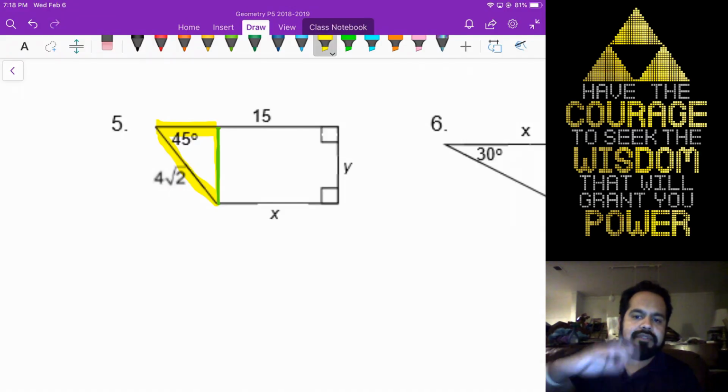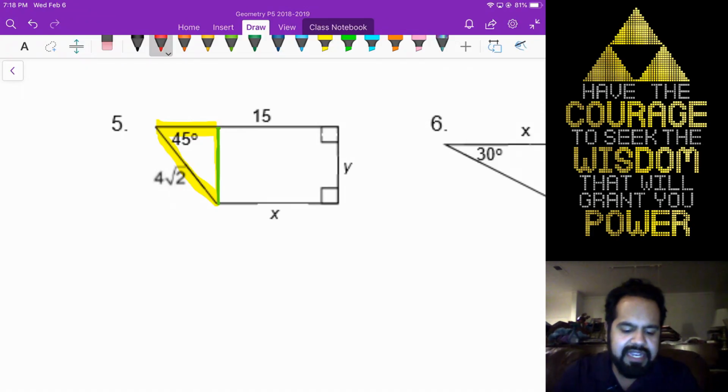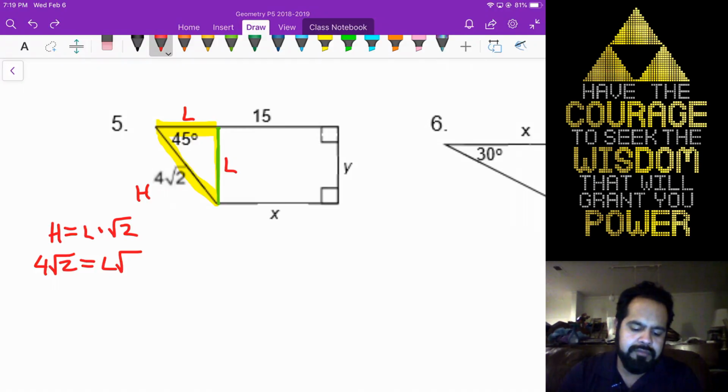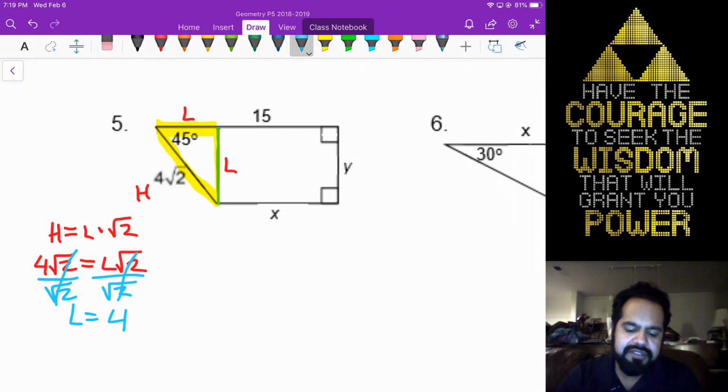Okay. So we're going to look at this triangle here. And I've given you the hypotenuse. In a 45, 45, 90, the legs are the same. So I'm going to want to solve for both of those legs. Well, remember that the hypotenuse is just leg times the square root of 2, just replace what you know. 4 rad 2 equals leg rad 2. Alright, so then divide both sides by rad 2. Okay, so then my leg is equal to 4. So this is a 4, that is a 4.